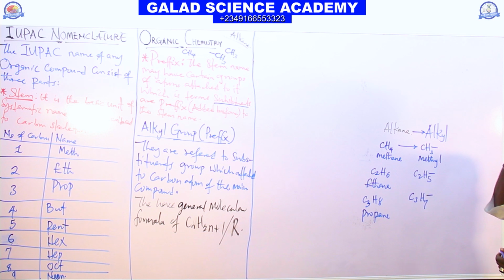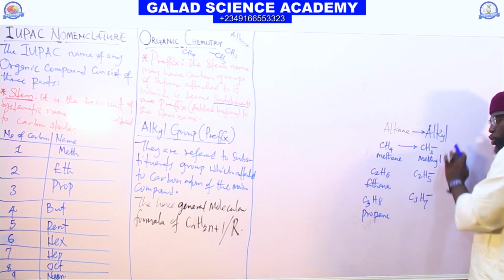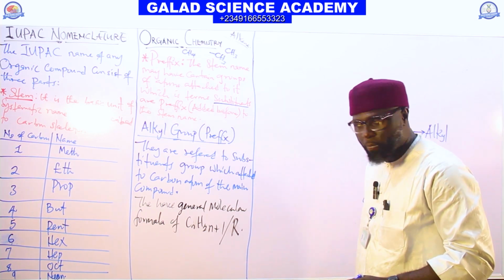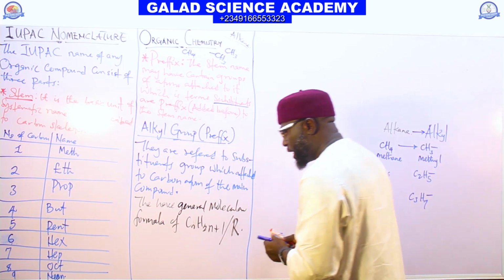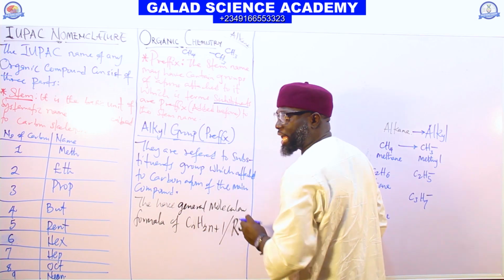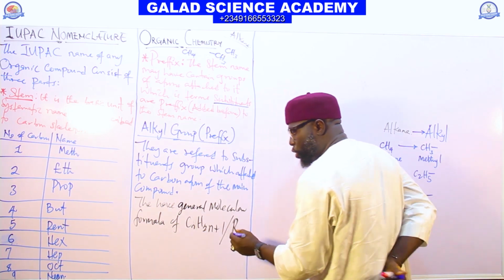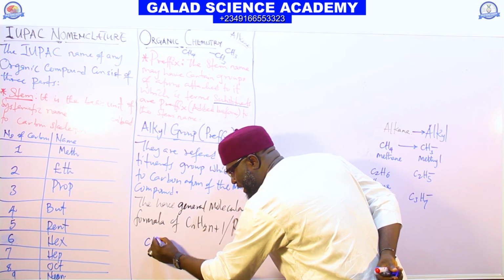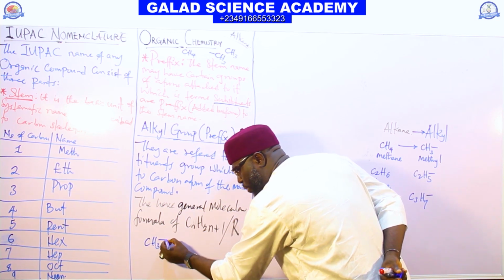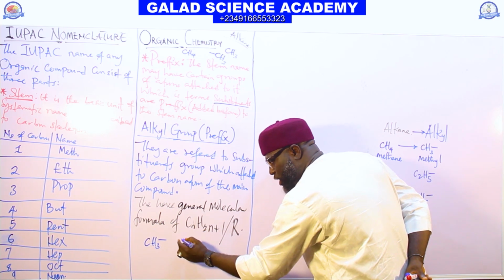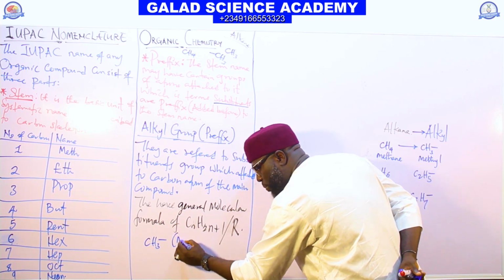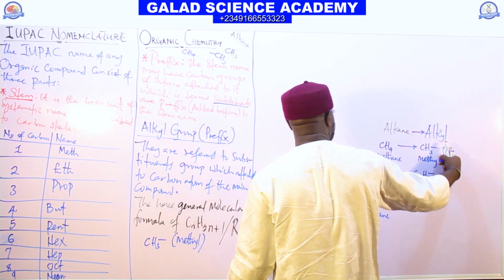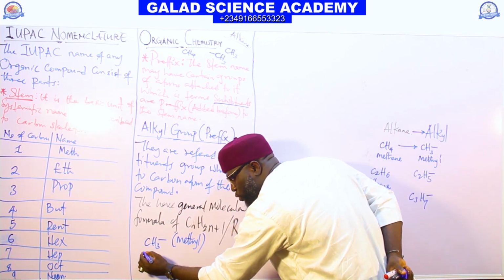So you can now see that this alkyl group is derived from alkane. Let me give you the table for this alkyl group. The first member is CH3, and the name for this is what we call methyl.